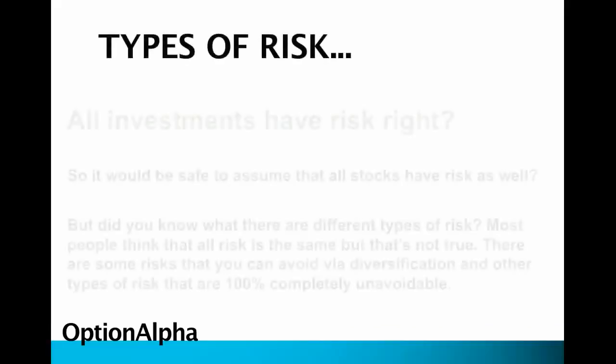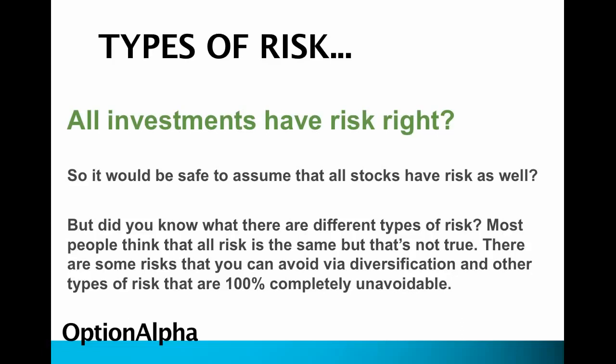So we all know that all investments have risk, so it's safe to assume that all stocks have risk as well, right? But did you know that there were different types of risk? Not all risk is the same. So most people think that all risk is the same, but it's not true. There are some risks that you can avoid via diversification, and we'll talk about those. And then other types of risks which are 100% completely unavoidable. I bet you didn't hear anyone say that recently, that you can completely have a risk that is 100% unavoidable, meaning you can't.